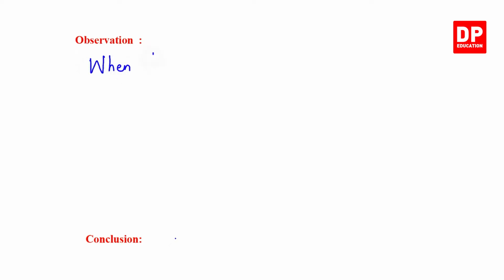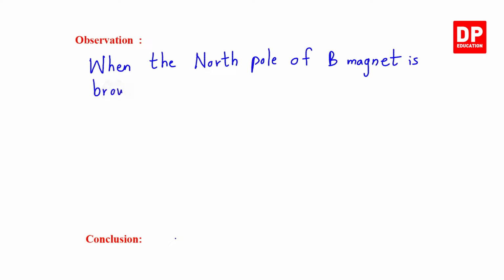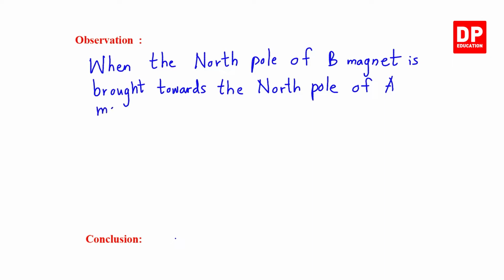When the north pole of B magnet is brought towards the north pole of A magnet, they repel.